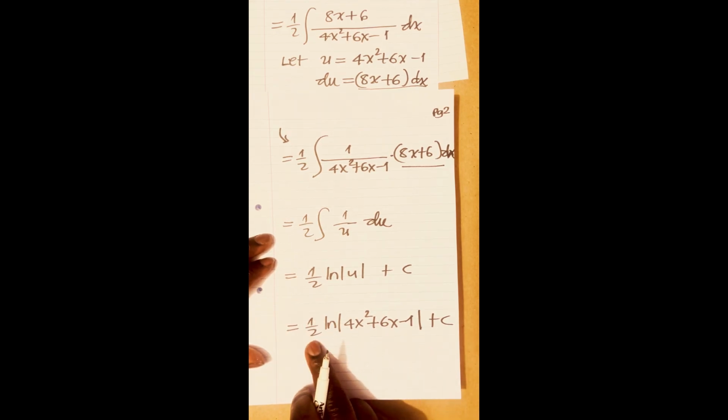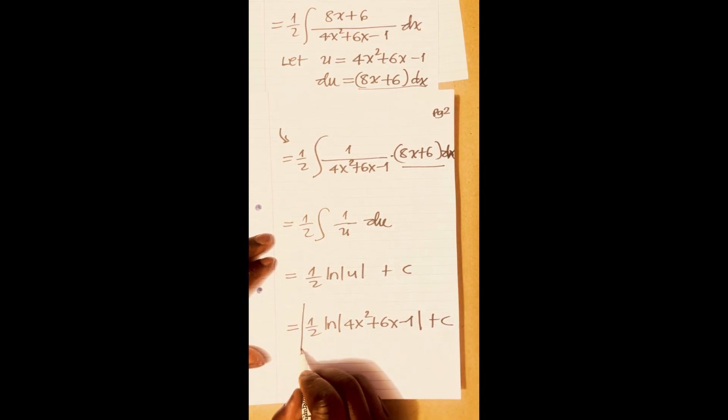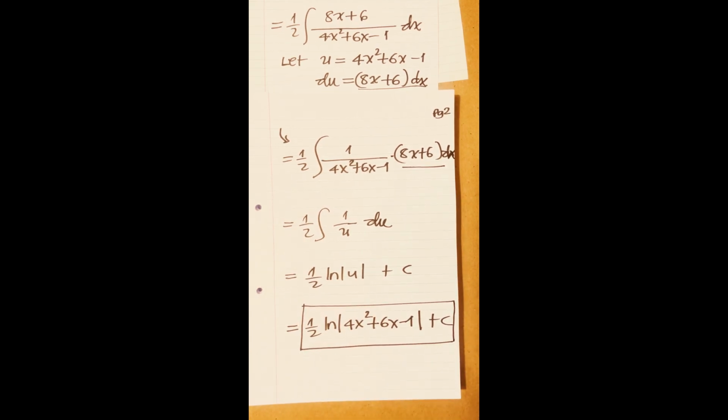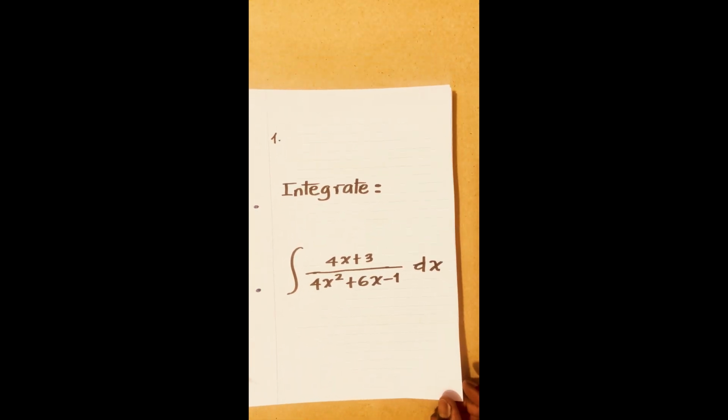But like I said, if you don't want the half, you can say it will be natural log of the square root of this and then plus c. But I want to keep it the way it is. It's just as fine, just the way it is. Right, so this is the solution to our first integral. Just to remind you, our first integral is this one, or was this one.